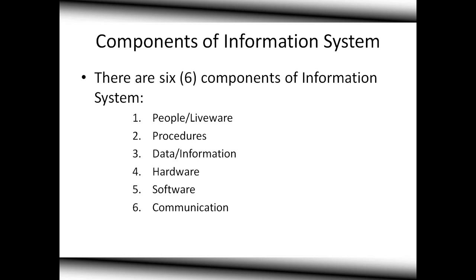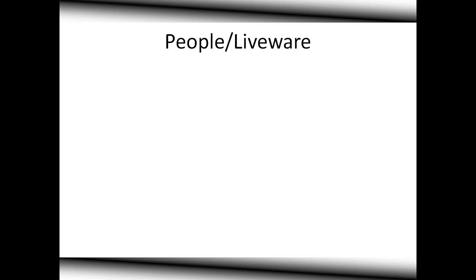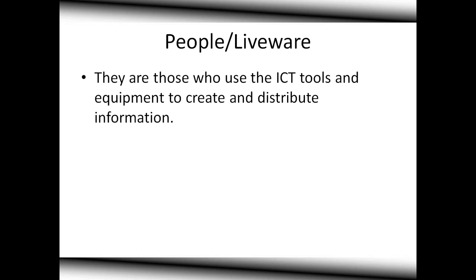So the components of information system are people or liveware, procedures, data and information, hardware, software, and communication. We will take each one of them one after the other.